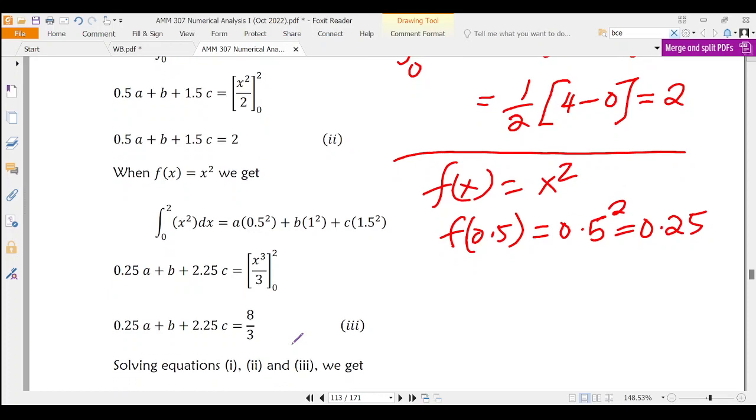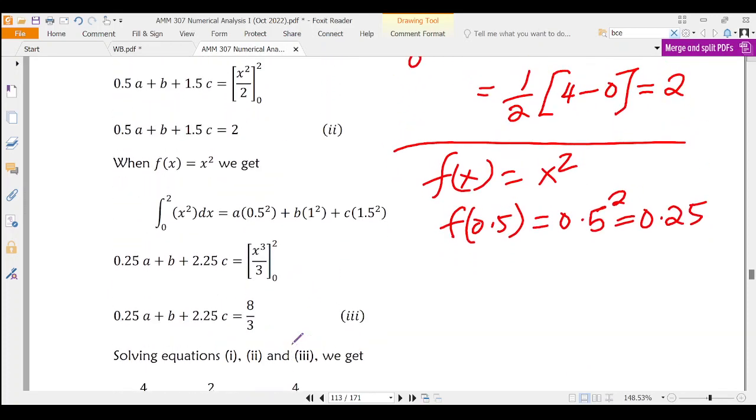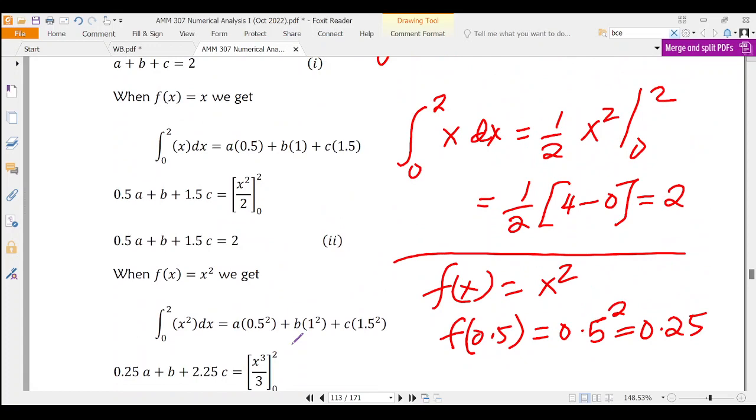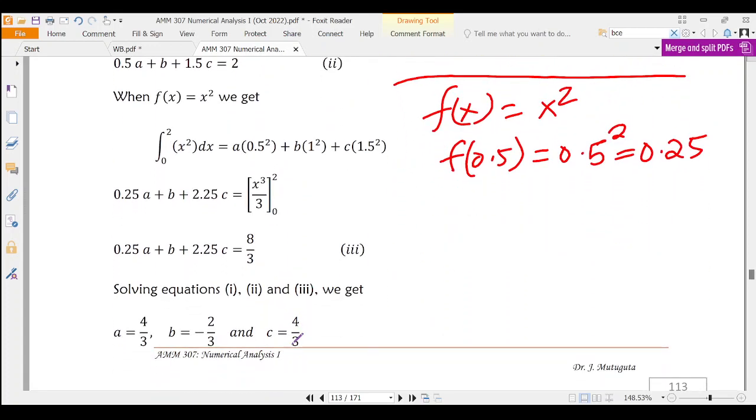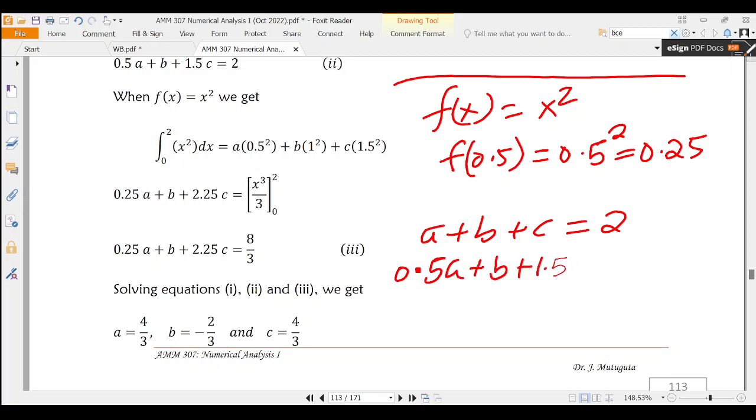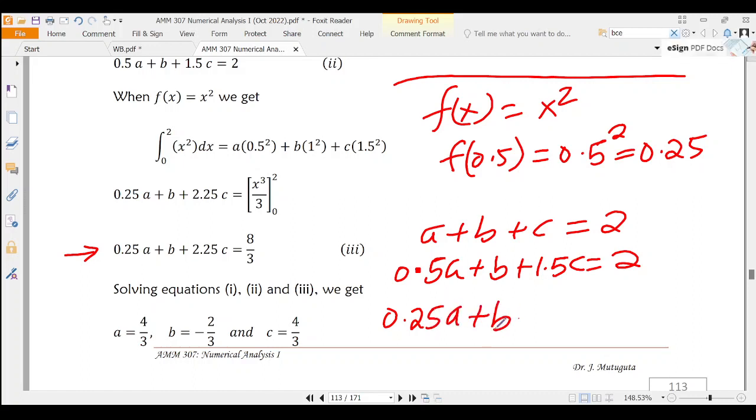So we now have 3 equations in 3 unknowns. The first equation was a plus b plus c is equal to 2. The second equation is 0.5a plus b plus 1.5c is equal to 2. And the third equation is the one we have here: 0.25a plus b plus 2.25c is equal to 8 all over 3.